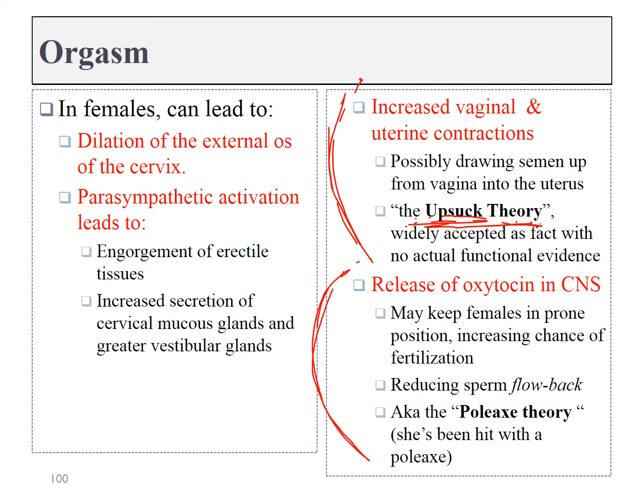Another major theory is called the pole-axe theory, and this revolves around the idea that oxytocin typically inhibits a lot of other brain regions. Hence, after an orgasm, a woman might be more likely to just be fine with sitting and lying down, rather than standing up and possibly allowing semen to leak out of her uterus and vagina. Once again, there's no evidence that this will actually increase rates of fertilization, but these are two cute theories, and they have kind of quirky names.